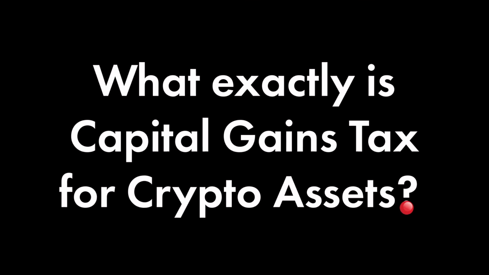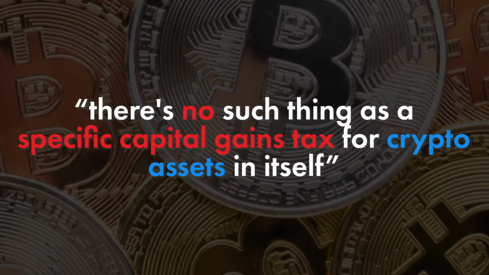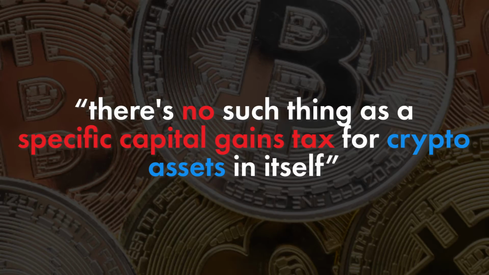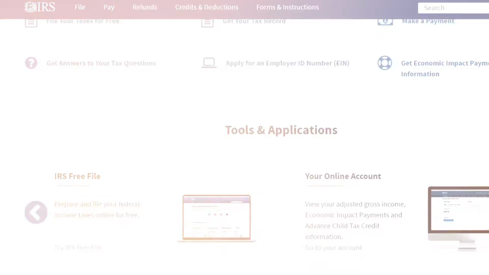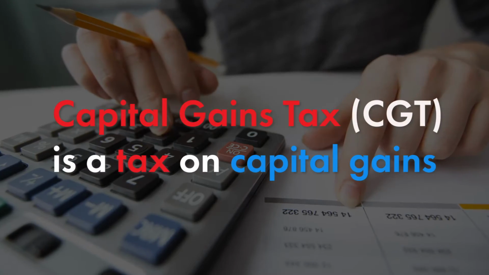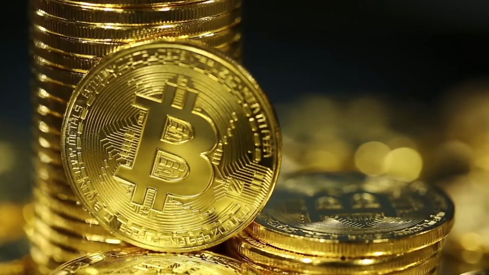So what exactly is capital gains tax for crypto assets? Well, first thing first, there's no such thing as a specific capital gains tax for crypto assets in itself. You see, most tax agencies around the world, including HMRC in the UK and the IRS in the USA, classify crypto assets as property, so they class it all together. And therefore, as the name suggests, capital gains tax is a tax on capital gains. Capital is wealth, like crypto assets, that is used to make more wealth, and a gain is an increase in the value of that wealth.